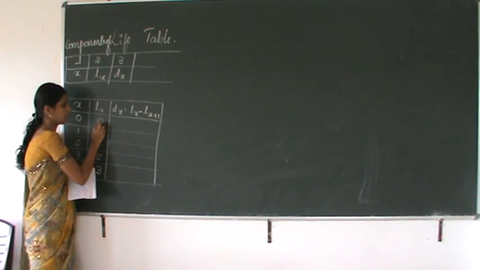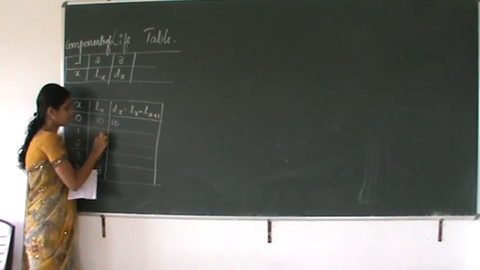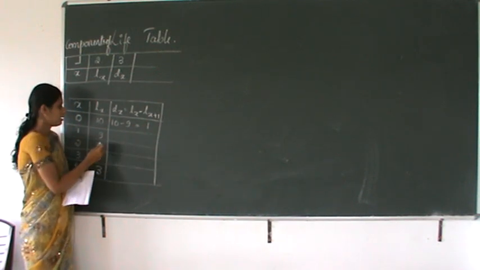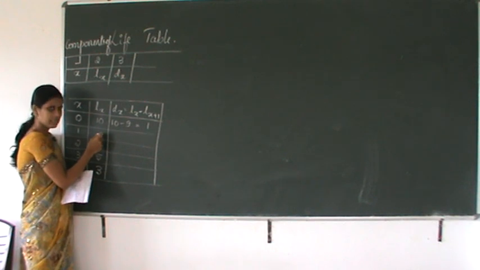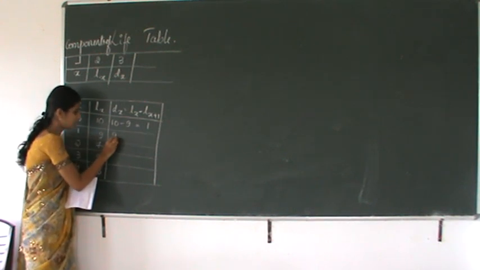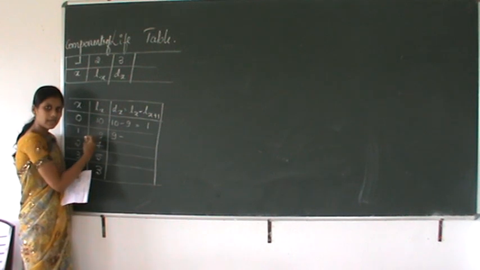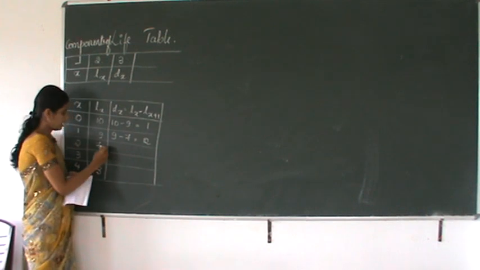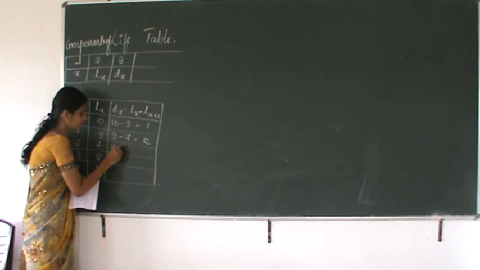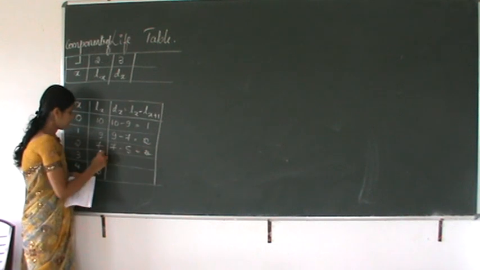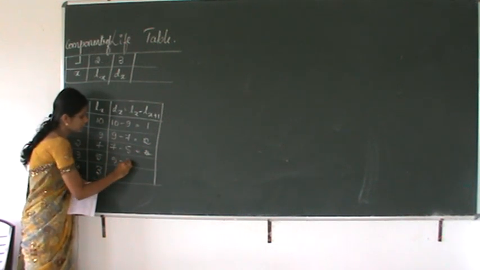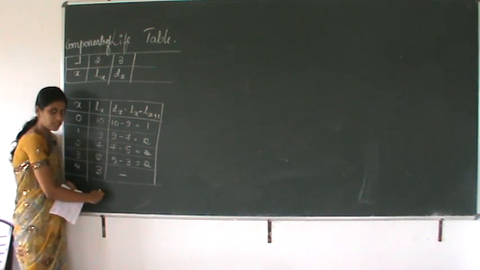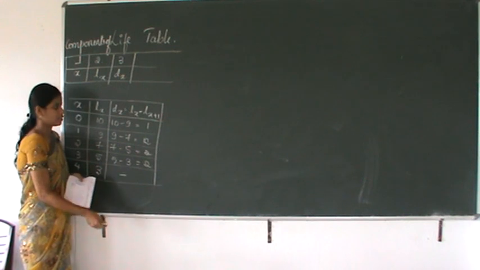So here we can calculate it as lx is 10 minus lx plus 1 is 9, so dx is 1. Next, here lx is 9, that is l1 is 9, and l1 plus 1 will be l2, which is 7. 9 minus 7 is equal to 2. Likewise, 7 minus 5 is equal to 2. 5 minus 3, again it is equal to 2. Lastly, we can't calculate because further information is not given, so we write it as a dash.